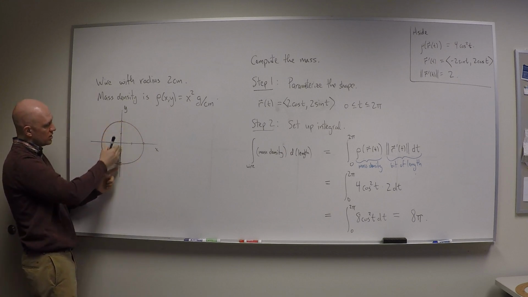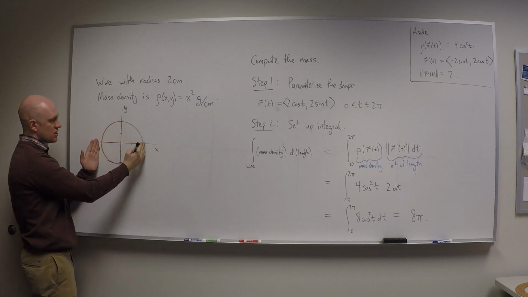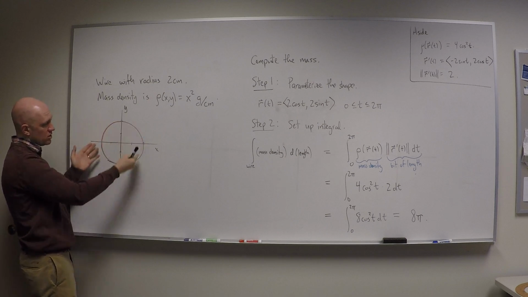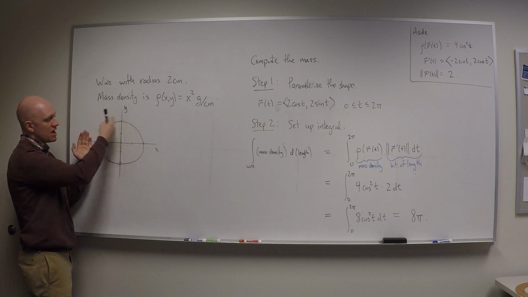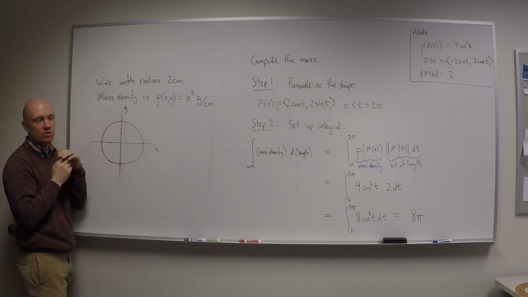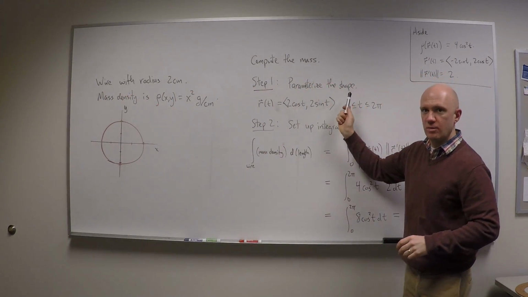So you can think of zero density in the middle, and then it gets heavier and heavier until I get out to here where the density is 4. It's x squared. So it's much heavier on the rim here, and so I need to actually integrate around this whole wire, and I need to integrate the mass density in order to figure out what the total mass of the wire is. So first step is parametrize the shape.